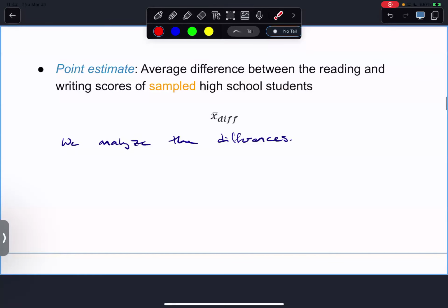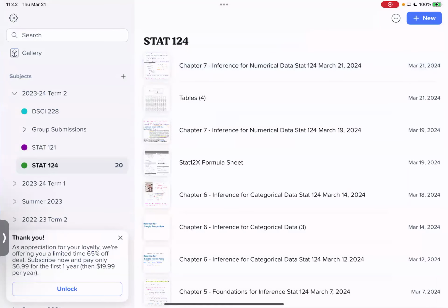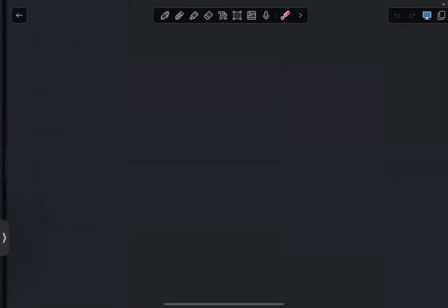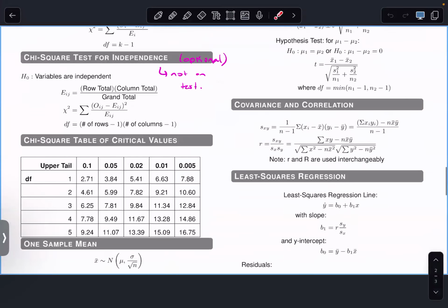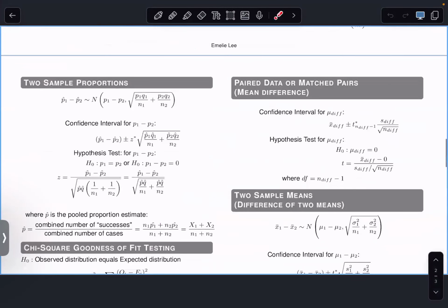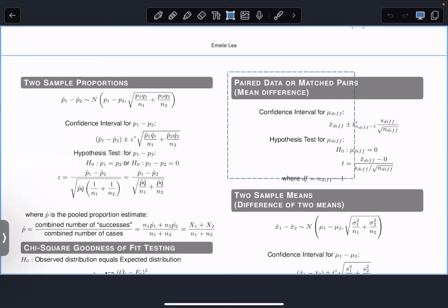This might be a good time to bring in our formula sheet. So here we were at one sample mean. We just recapped that, so that's good because look at us zip through this formula sheet. It's crazy. You're doing it. I told you we'd go through it together.